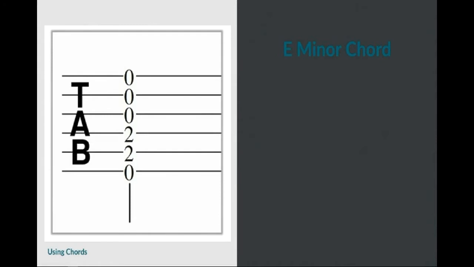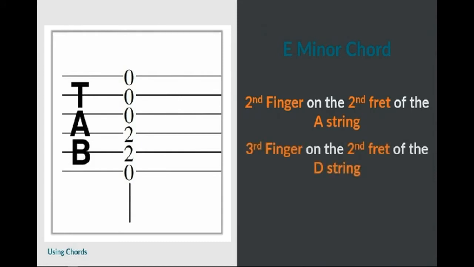All right, the E minor chord. Everybody should be, hopefully, familiar with their tablatures at this point. Remember, the bottom line is the low E string, the top line is the high E string, right? So it goes from the bottom line: low E, A, D, G, B, and high E. So for here, I want everybody to put their second finger on the second fret of the A string and the third finger on the second fret of the D string.